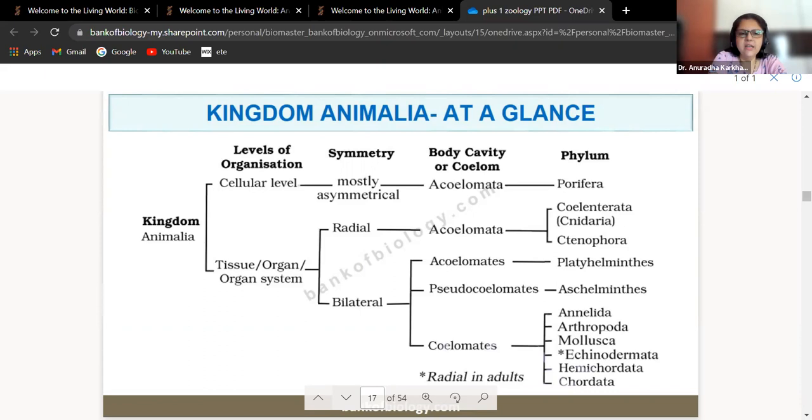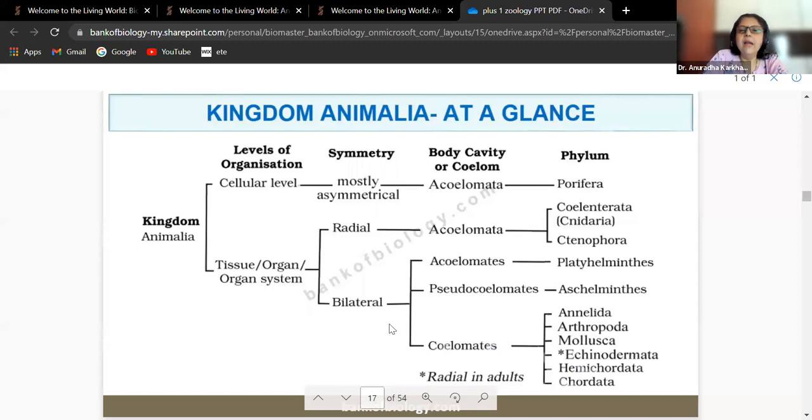Okay. Kingdom Animalia at a glance. Levels of organization we have already seen. Cellular. Mostly asymmetrical. Acoelomate. Example is porifera. So how is the classification, level of organization, how is the symmetry, how is the body cavity, and what is the name of that phyla? If it is tissue, organ or organ system level of classification, it could be radial symmetry or bilateral symmetry. If it is radial symmetry, we check the body cavity, it is acoelomate. Example is Ctenophora, also called Cnidaria, Ctenophora.